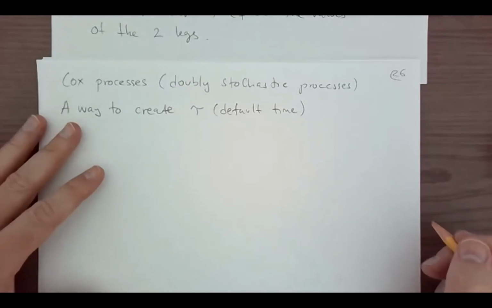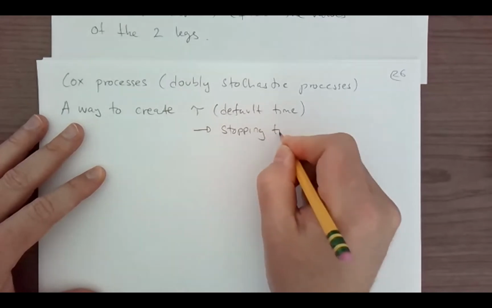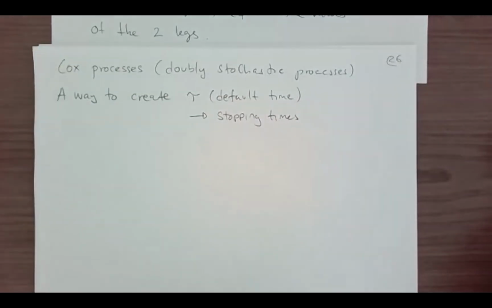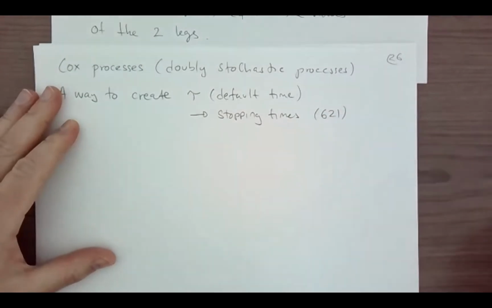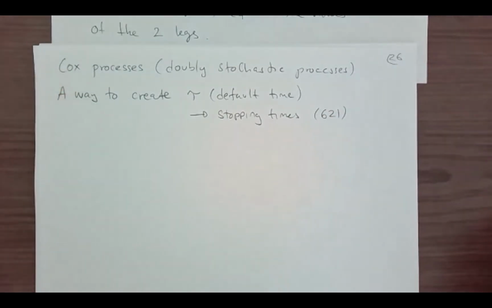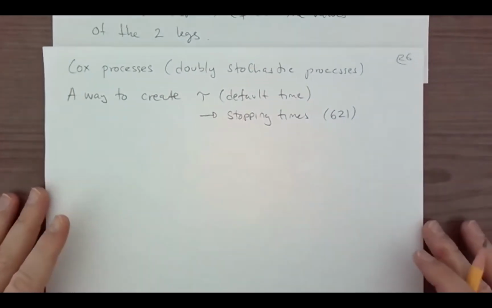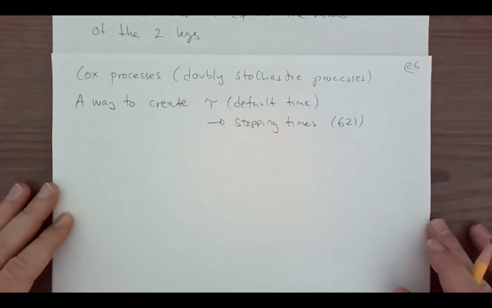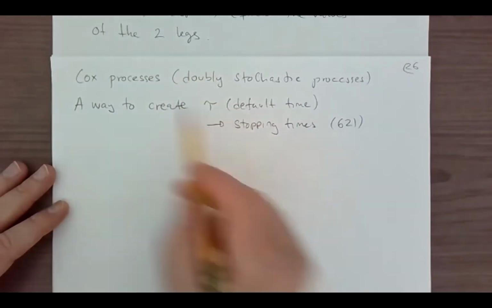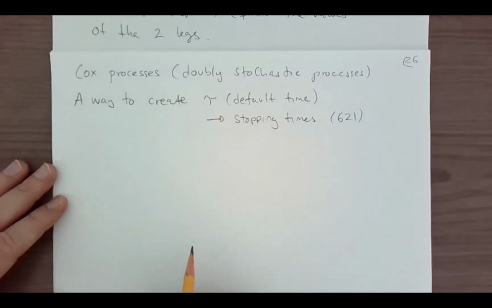Later on in this course, we're going to be looking at an object called stopping times. For those of you that took the discrete class that I taught, 621, you would know what stopping times are. For those of you that have taken the undergraduate 485, you may or may not have seen what stopping times are. Don't worry, we're going to go through stopping times carefully in this class too. But tau is going to be an example of a stopping time. So Cox processes allow you to generate this random variable here. We're just going to call it tau.